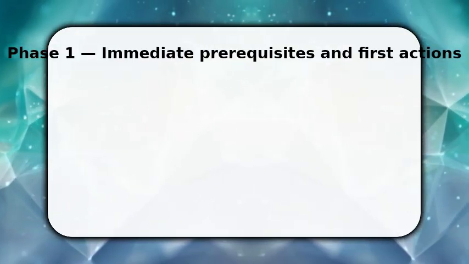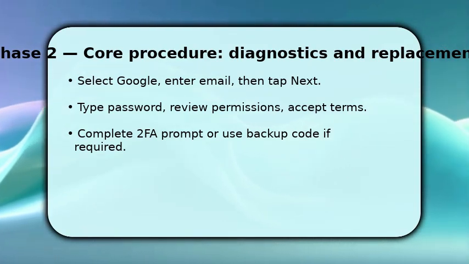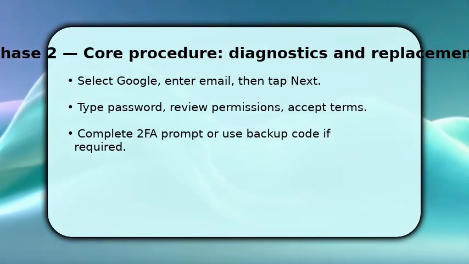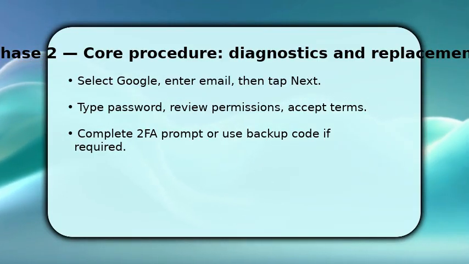Now you sign in. Select Google from the account list, type your email, and tap Next so the device can locate your account. Then enter your password. Make sure it's correct because repeated failures trigger temporary locks.